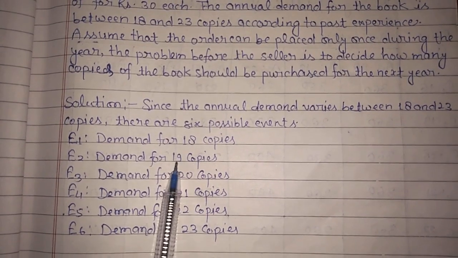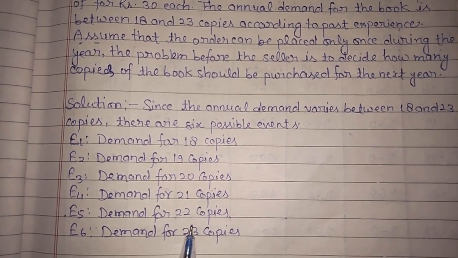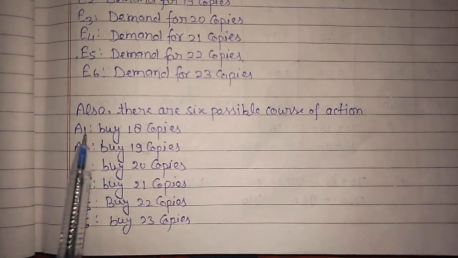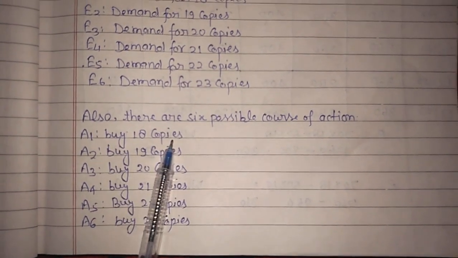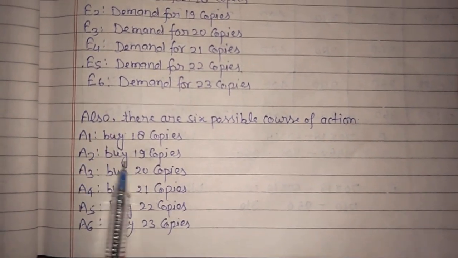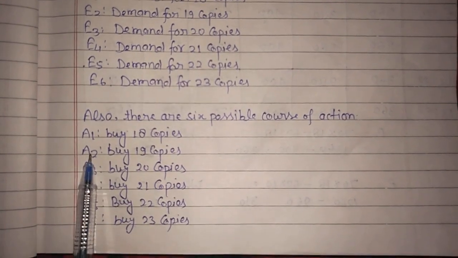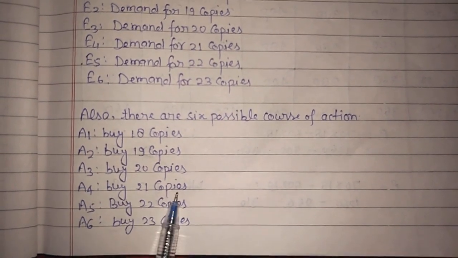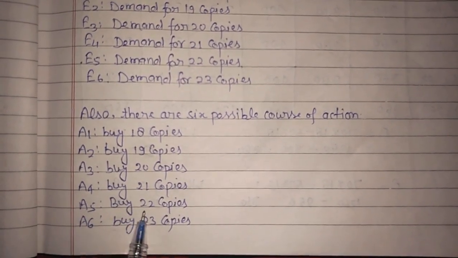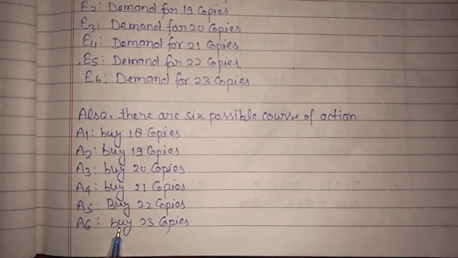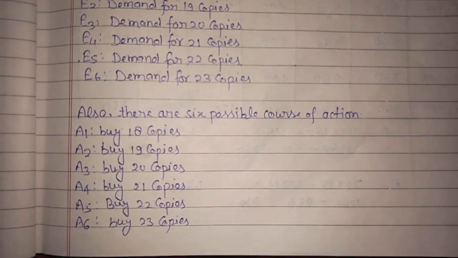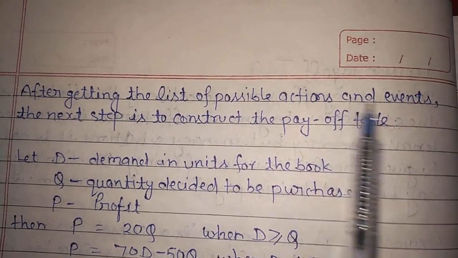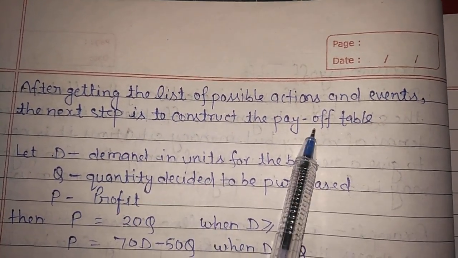Just like there are 6 events, there are also 6 possible courses of action for the seller. What are those? The seller can buy 18 copies, course of action A1. Buy 19 copies, A2. Buy 20 copies, A3. Buy 21 copies, A4. Buy 22 copies, A5. Buy 23 copies, A6. Now, after getting the list of possible actions and events, the next step is to construct the payoff table.